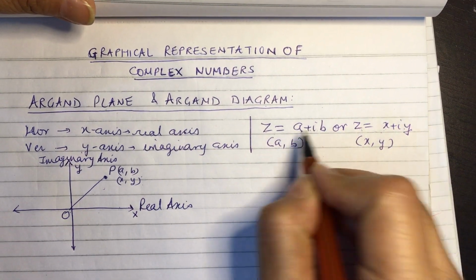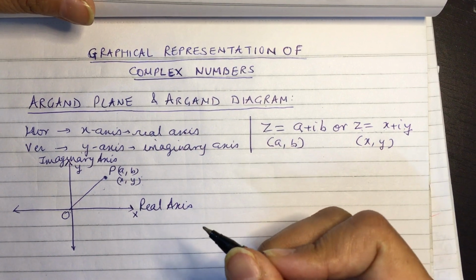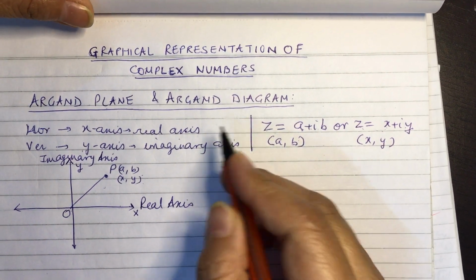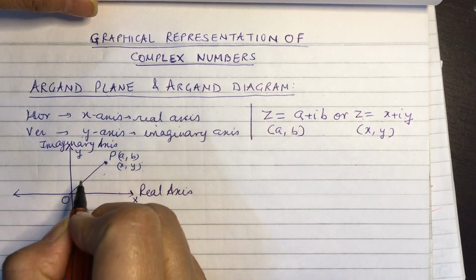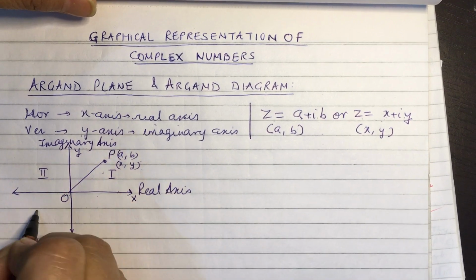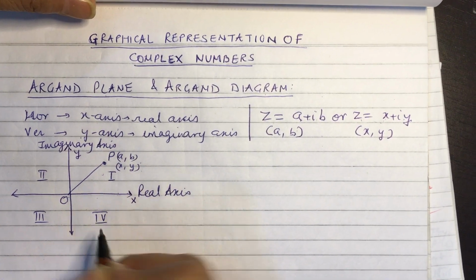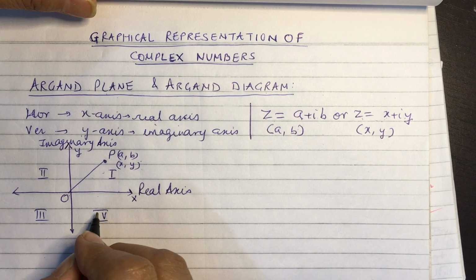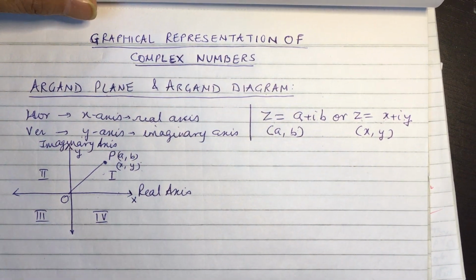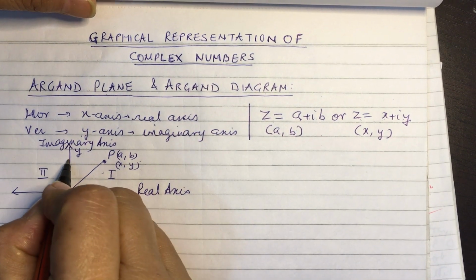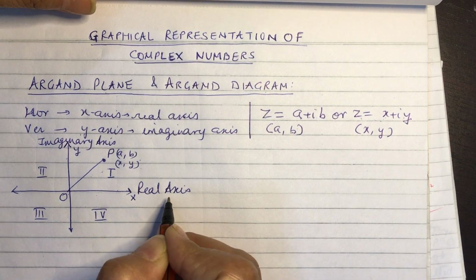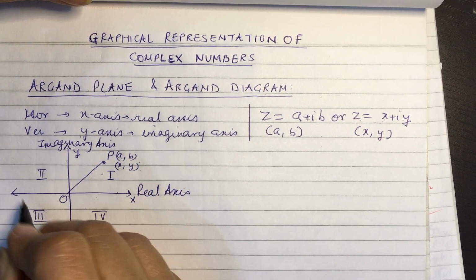Now again, just as in the Cartesian plane, which is the xy plane, there are four quadrants, same way here also there are four quadrants. This is the first, this is the second, this is the third, and this is the fourth quadrant, exactly the same. The only difference is here along the y axis we are plotting the imaginary part, whereas along the x axis we are plotting the real part of the complex number. Rest all is the same.